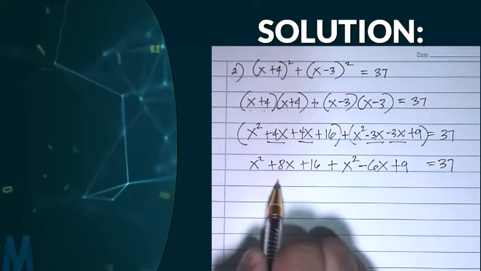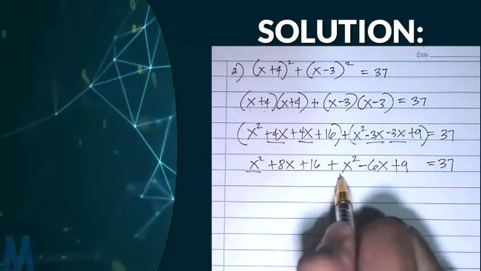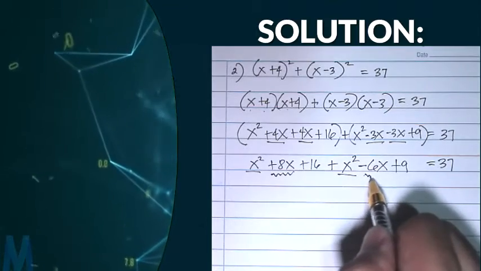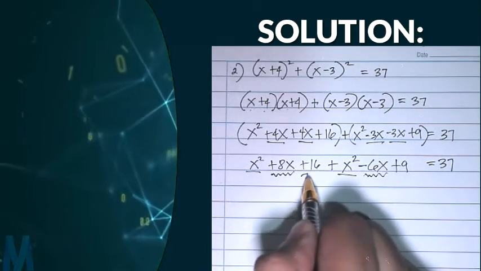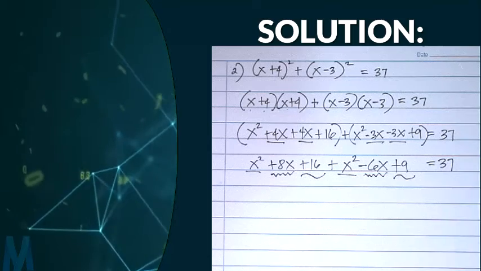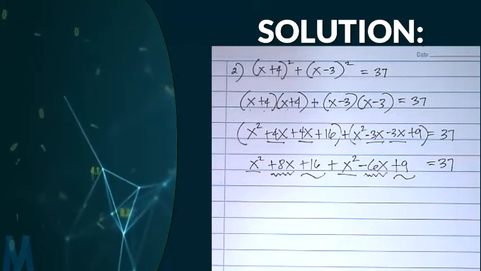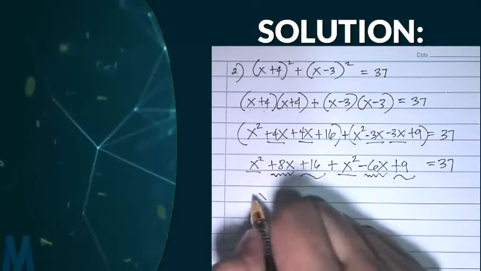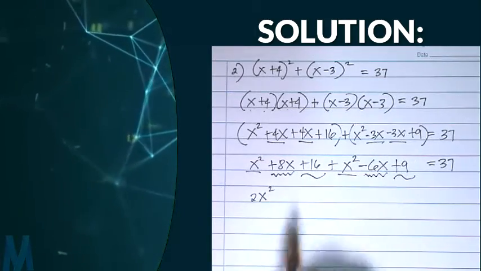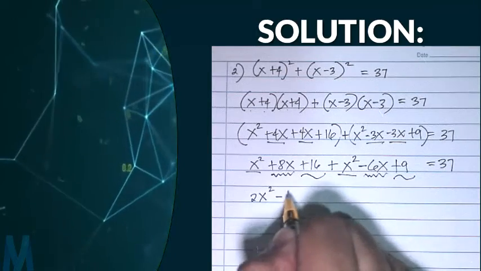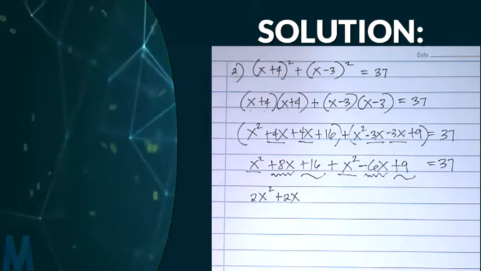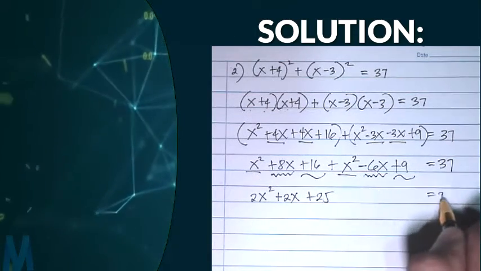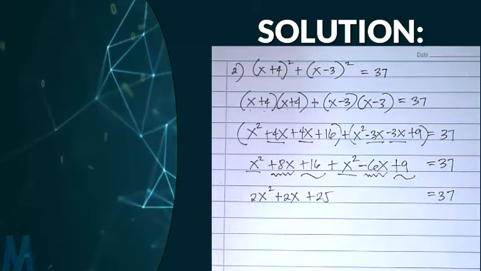Then we're going to combine similar terms. We have x squared and x squared. We have 8x and negative 6x. Then we have 16 and 9. Okay, now there's 37. So we have, x squared plus x squared is 2x squared. 8x minus 6x is positive 2x. 16 plus 9 will give us 25 is equal to 37.